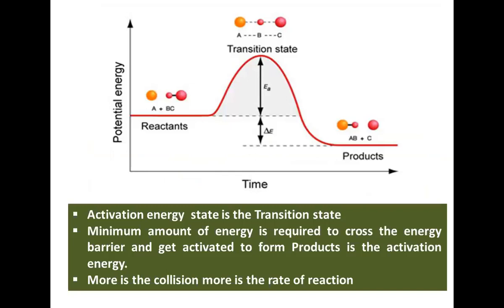So here we can see that reactant molecules, suppose A and BC, these are the reactant molecules. If they react with each other, then they form an active transition state. So it is forming a complex, that is the enzyme substrate complex, and after that it goes to the product formation. So here this is the activation energy.